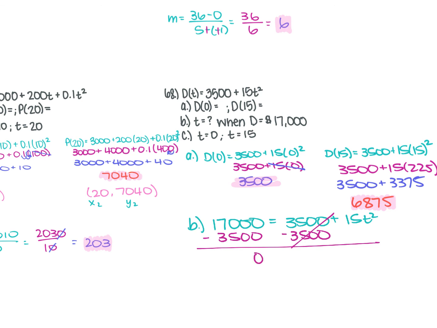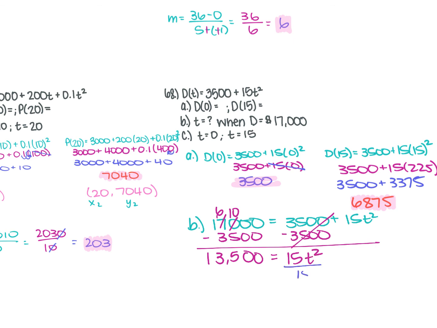Your zeros come down. The 1 above the 5 becomes 10, making the 7 a 6. So 10 minus 5 is 5. 6 minus 3 is 3. And that 1 comes down. So that's 13,500 is equal to 15t squared.